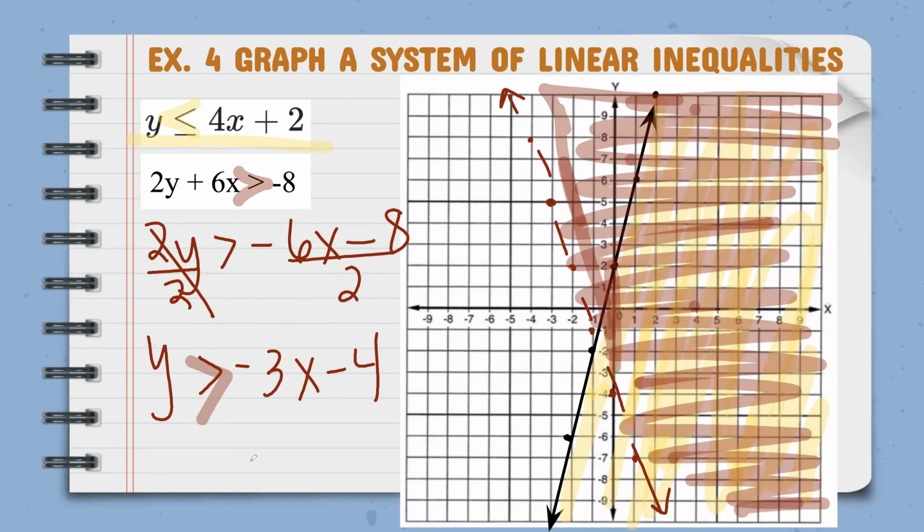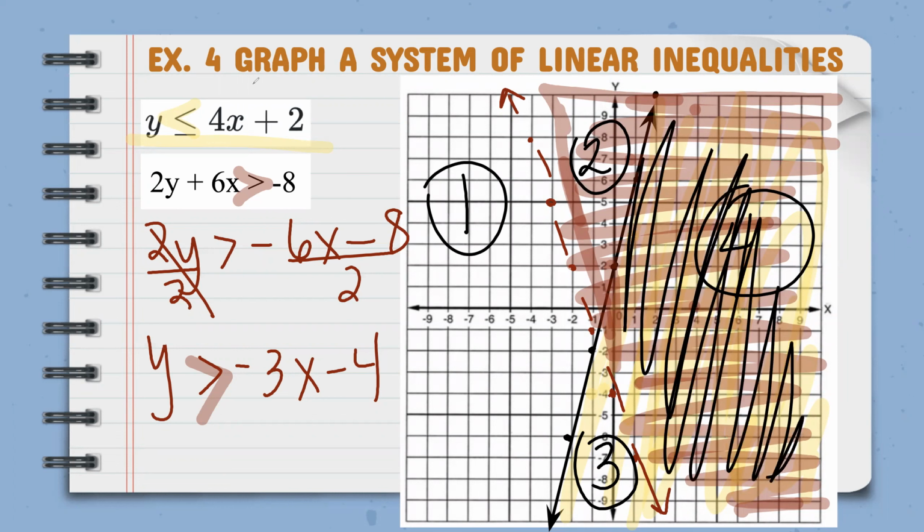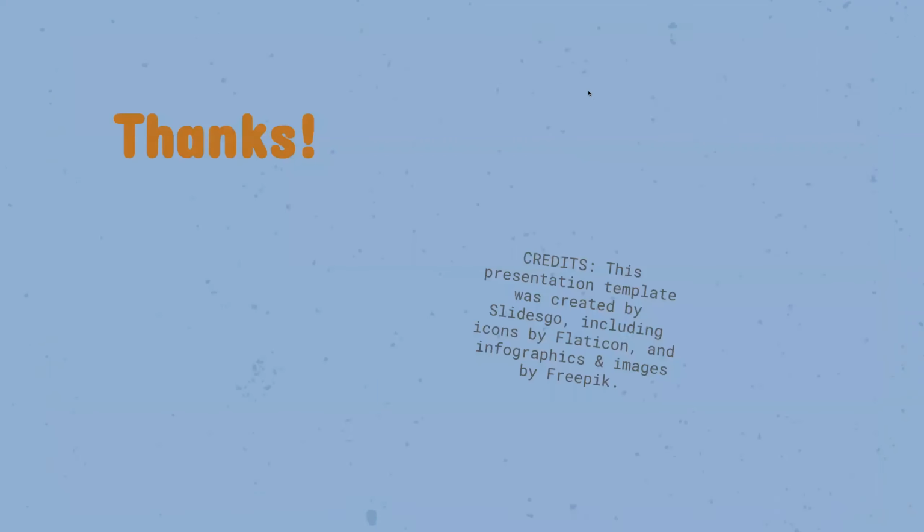Now, where is our solution set? Is it in region 1, 2, 3, 4? Oh my gosh, are there 5? Oh, that's so silly. That is not a region. So 1, 2, 3, or 4, and the solution set is in region 4. All of this is the solution to the system of inequalities. That is it. I hope this was helpful.